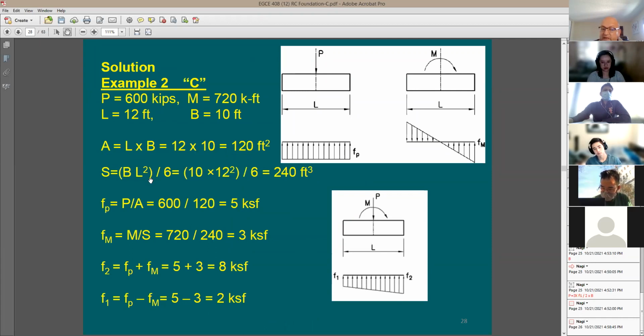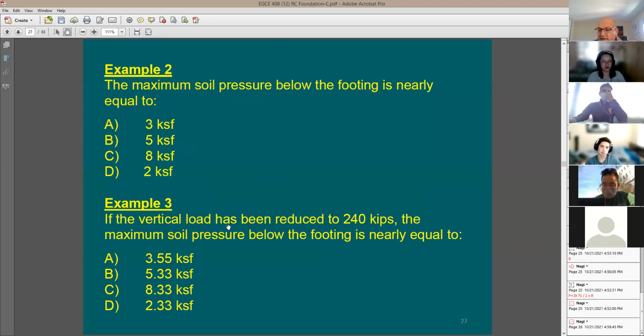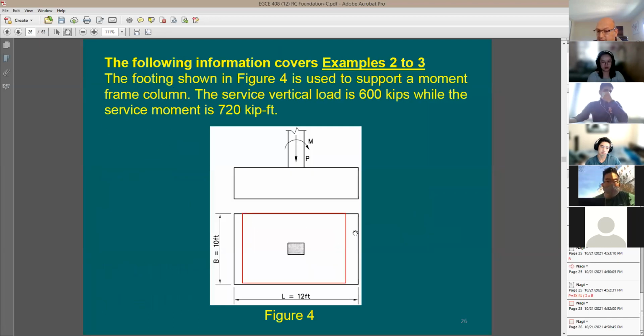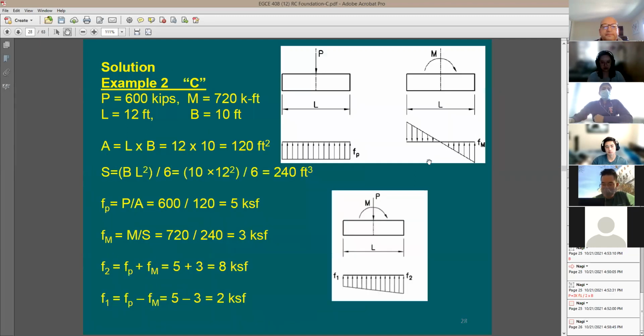Now I want you to think here, compare the change in the S value, when you say 10 times 12 squared versus 12 times 10 squared. Are they the same? No, they're not. So which one is larger? When you put the 12 in the direction of the moment. So if the moment is acting this way, I'd better add additional concrete in this direction, not in that direction, to save a little bit in the concrete volume at the end of the day. Did I answer the question? All right, good. Thank you.